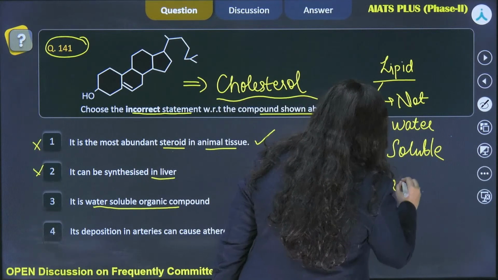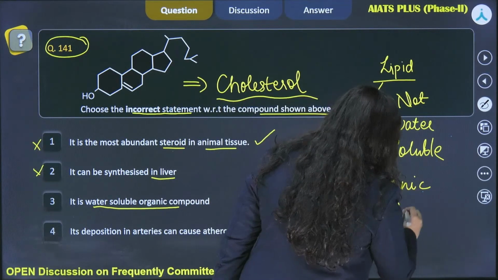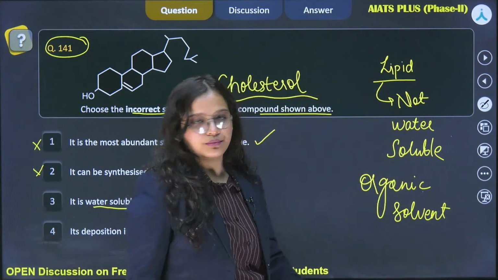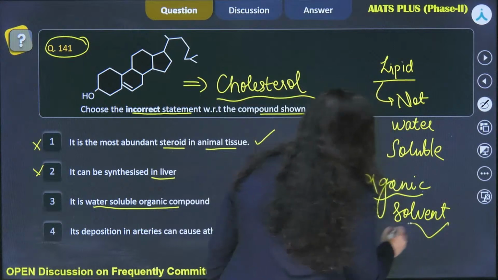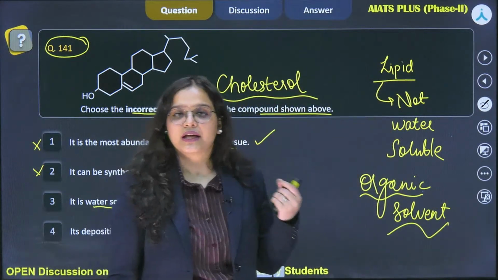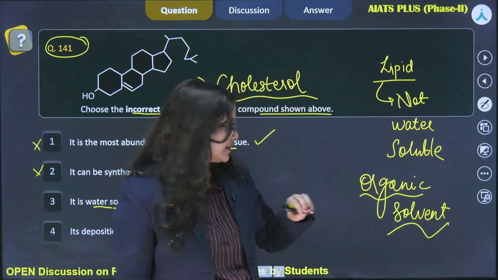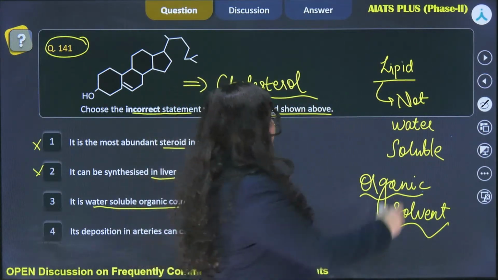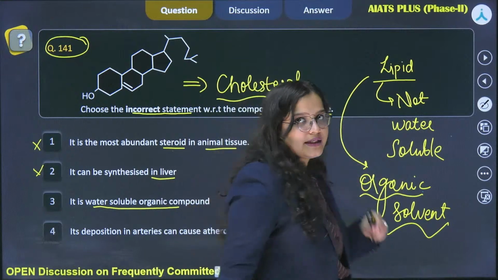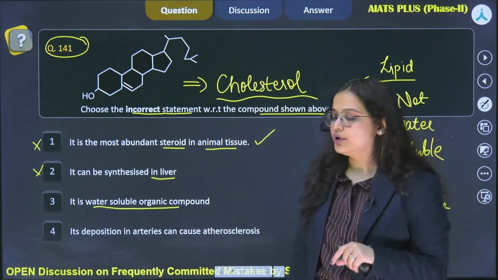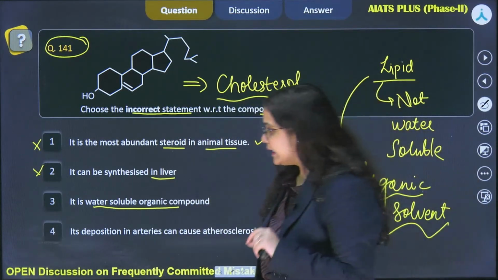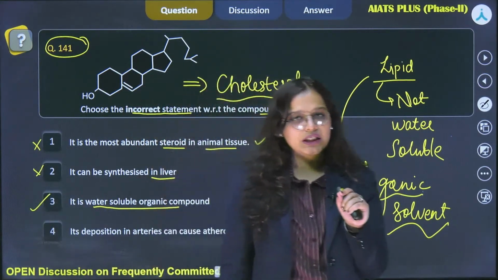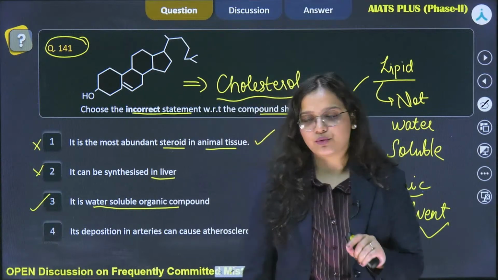And the examples of organic solvents can be chloroform. So basically, like dissolves like. It works on that concept that in organic solvents like chloroform, lipids can be dissolved. So by stating here that it is a water soluble organic compound, it will be an incorrect option, as it is not water soluble. So option 3rd is probably the answer that we are looking for here.